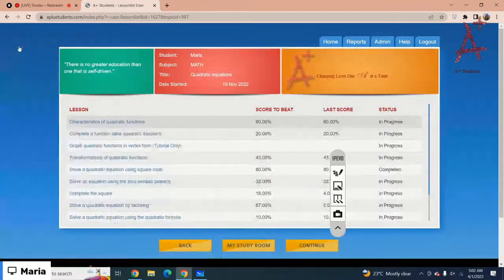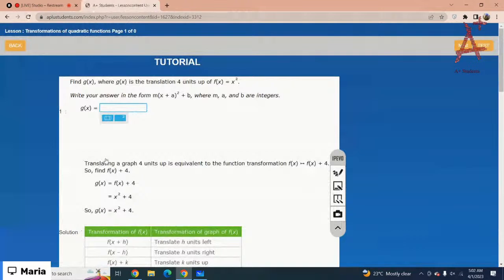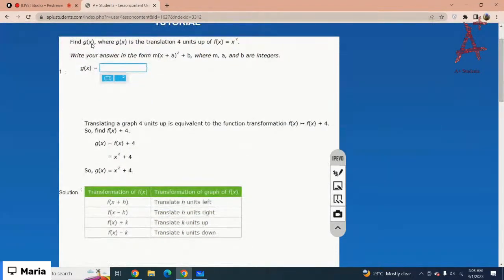The next lesson is transformations of the quadratic function. So let's just start with the next lesson. Basically, we have to learn now the transformations. So how do we perform the transformations? Let's start with the first example. Find g of x, where g of x is the translation 4 units up of f of x equals x squared.